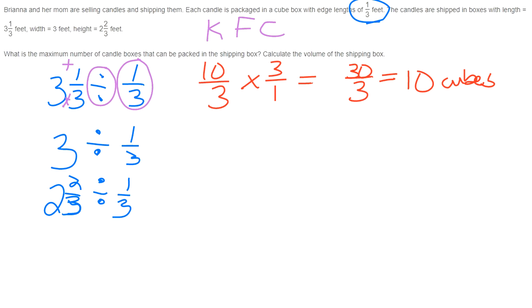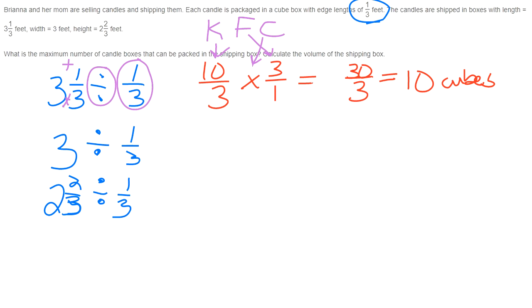Melissa, hold on one second. Okay, let me explain KFC real quick. So keep the first fraction the same. Change division to multiplication and flip the reciprocal. I know it should be KCF, but KFC is easier to remember.